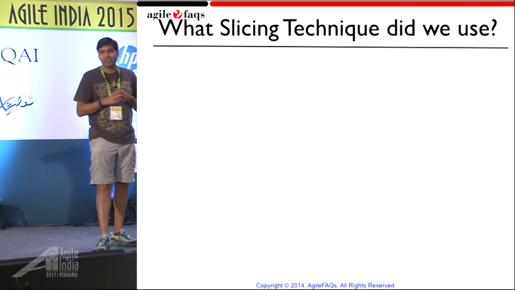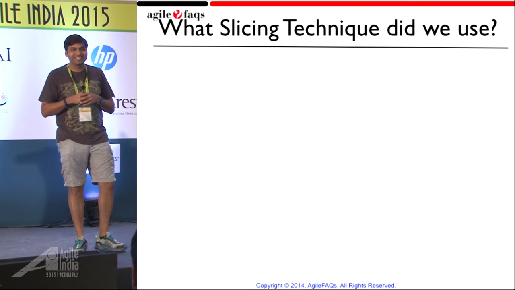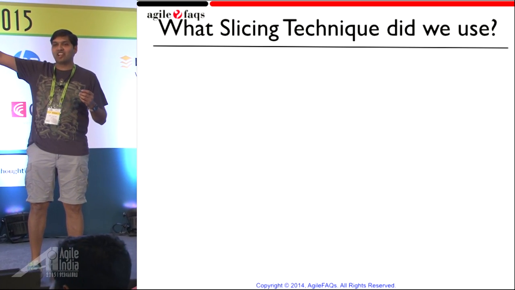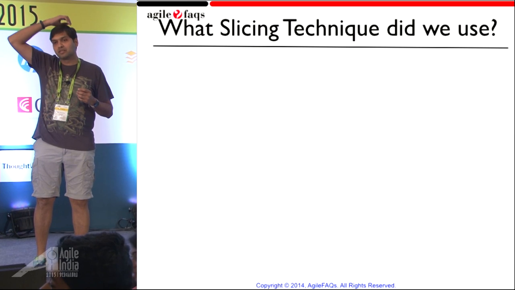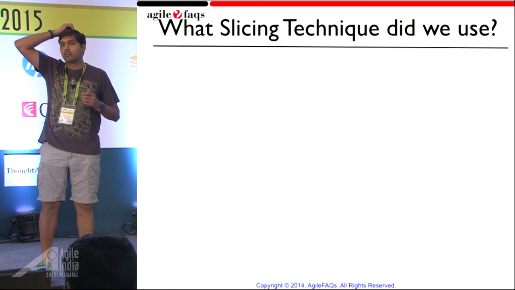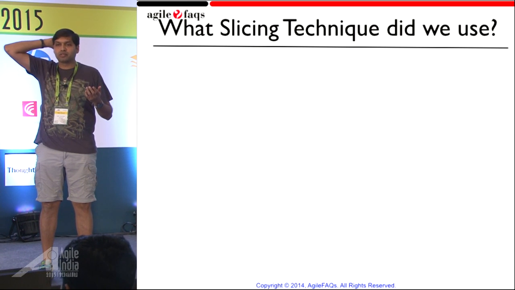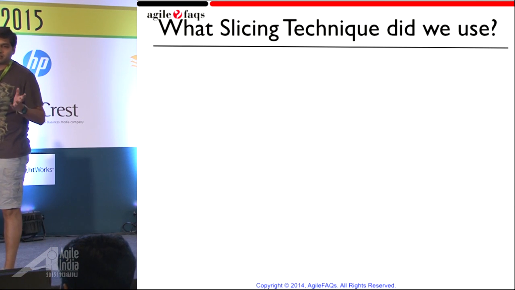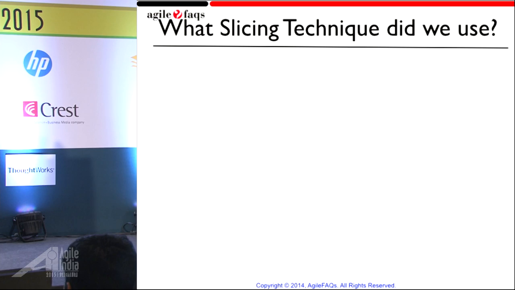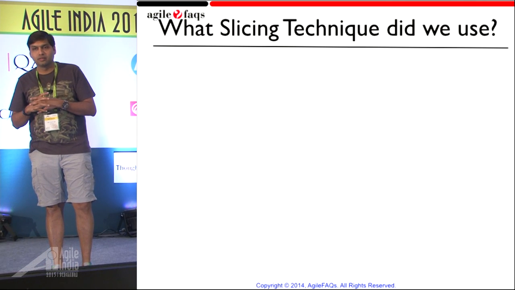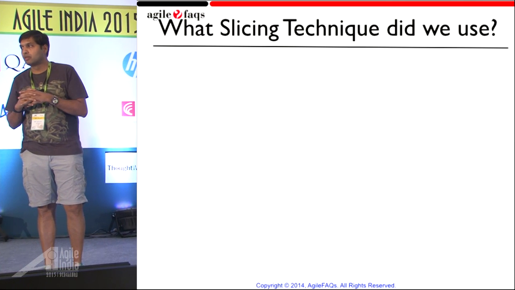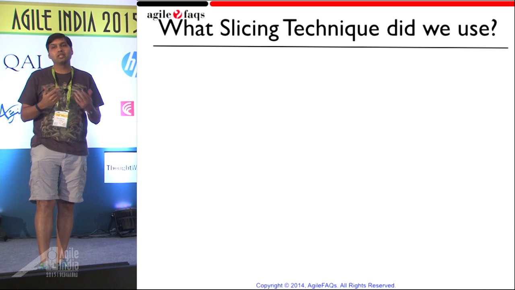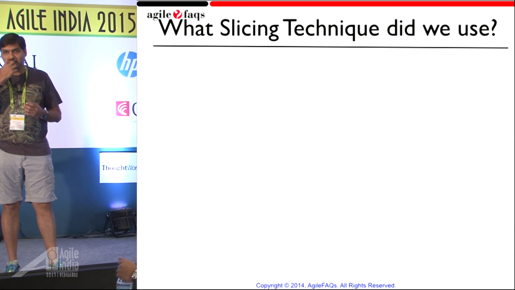MVP is an overloaded term. I had a session in the morning and I said it's totally bastardized today. Everything is MVP. This is not an MVP thought process. MVP is about validating your hypothesis. There is no hypothesis to validate here. I know I want to build this. There is nothing to validate, so this is not MVP at all. Just because I sliced based on effort does not mean it's an MVP, is all I'm trying to say.